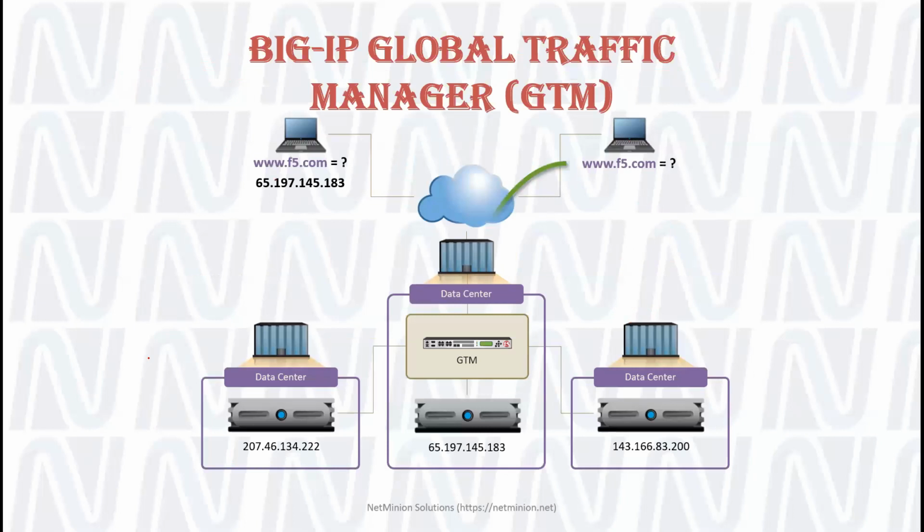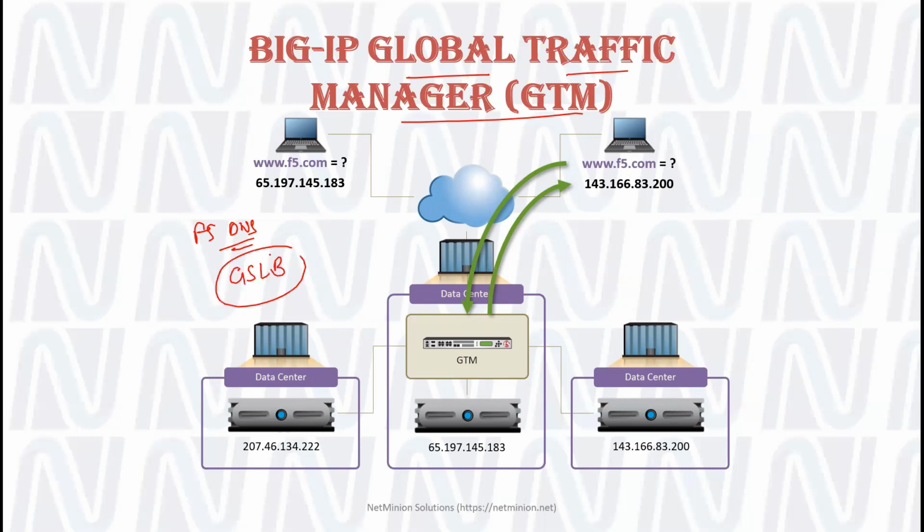Perfect. Similarly, if you go for the GTM, or the new name, as I was telling you, F5 DNS. What is that? You can see it's a global traffic manager. Why is it global? Because it uses something named GSLB. If you do some searching, it's a global server load balancer. So what does that mean?